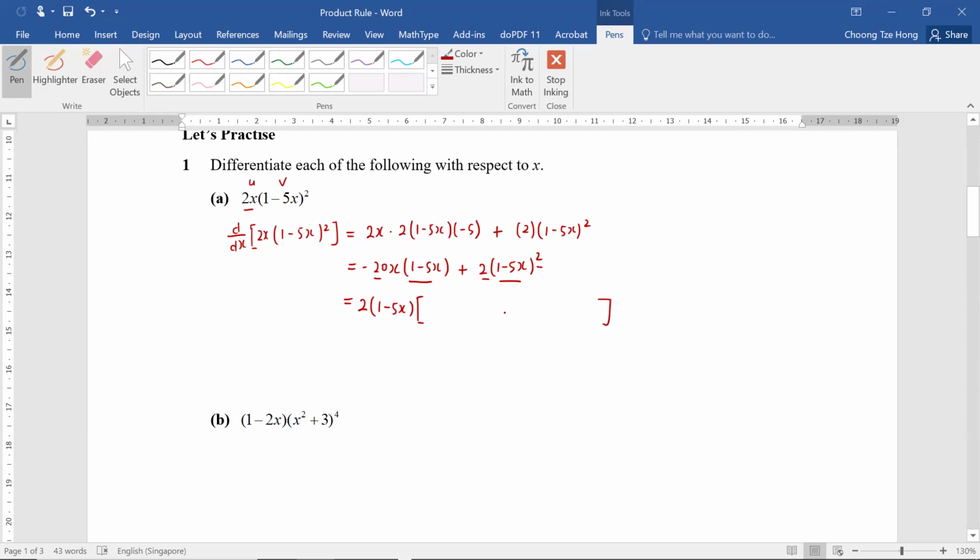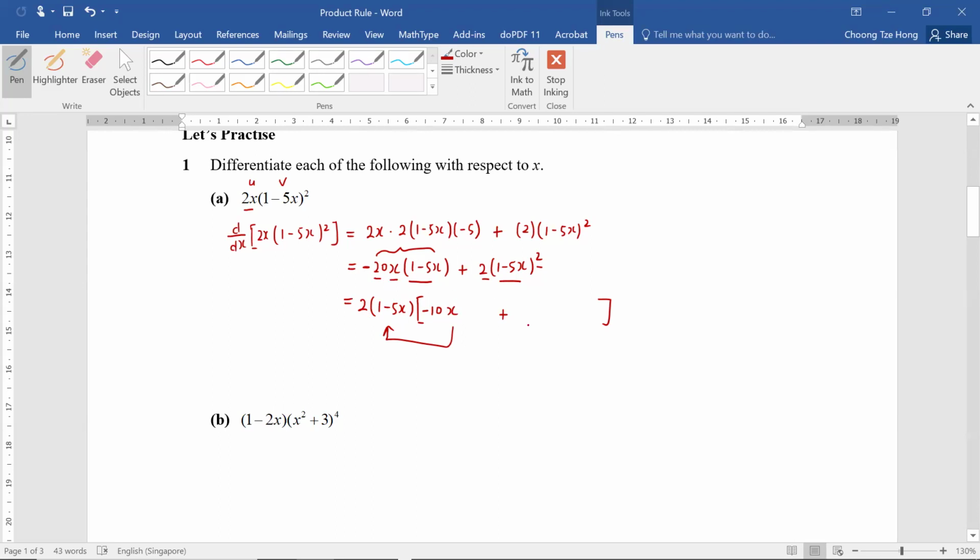Then all you need to do is to ask yourself, what is going to be over here? When you multiply by 2 times 1 minus 5x, will give you back this whole expression. Remember, there's a negative sign in front. So there's a 2 here, so this means that here we'll have a negative 10. Negative 10 times 2 will give me the negative 20. Then there's another x that is missing, so negative 10x. So just like this.